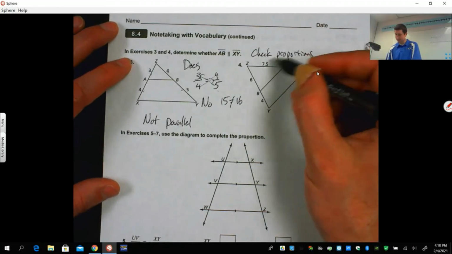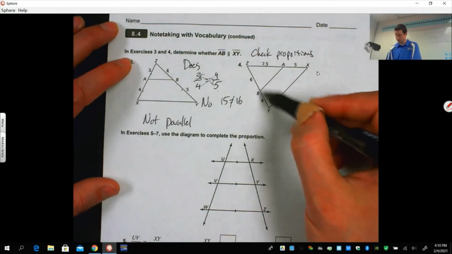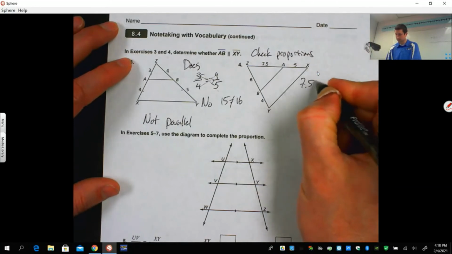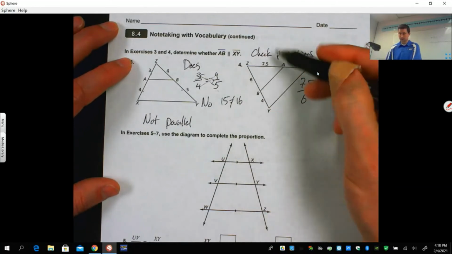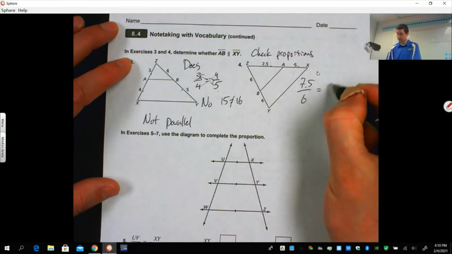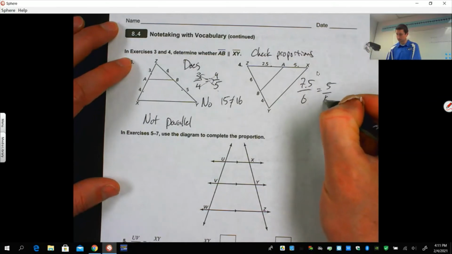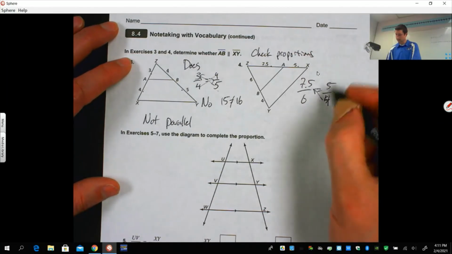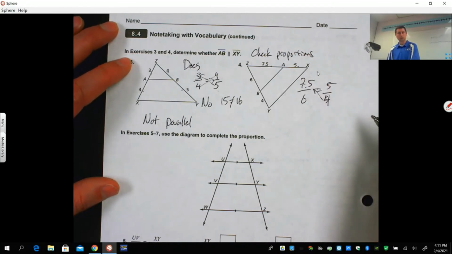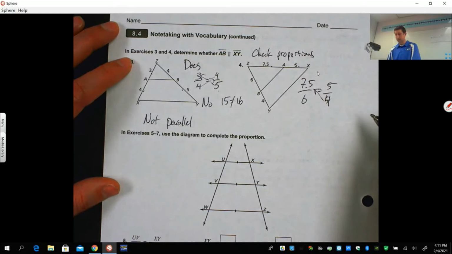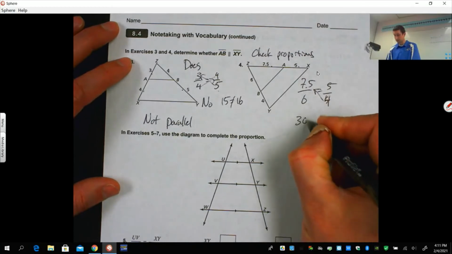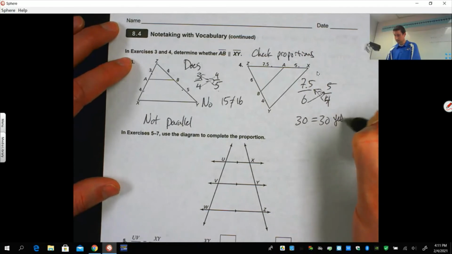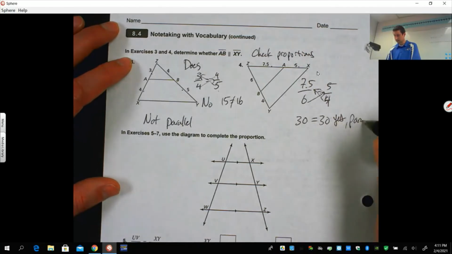Let's check it. Let's set it up a different way here. You can go 6 over 4 equals 7.5 over 5. I'm going to set it up 7.5 over 6. I started with 7.5, so I'm going back to the 5. Does that equal 5 over 4? That's the question there. Cross multiply. 7.5 times 4: 7 times 4 is 28, 0.5 times 4 is 2, so 28 plus 2 is 30. 6 times 5 is also 30. So that'd be yes, and they are parallel.